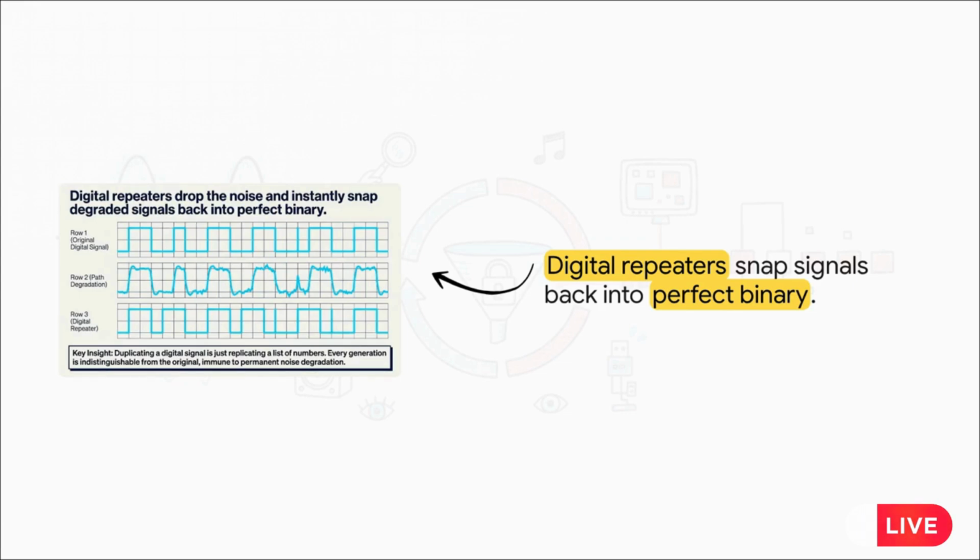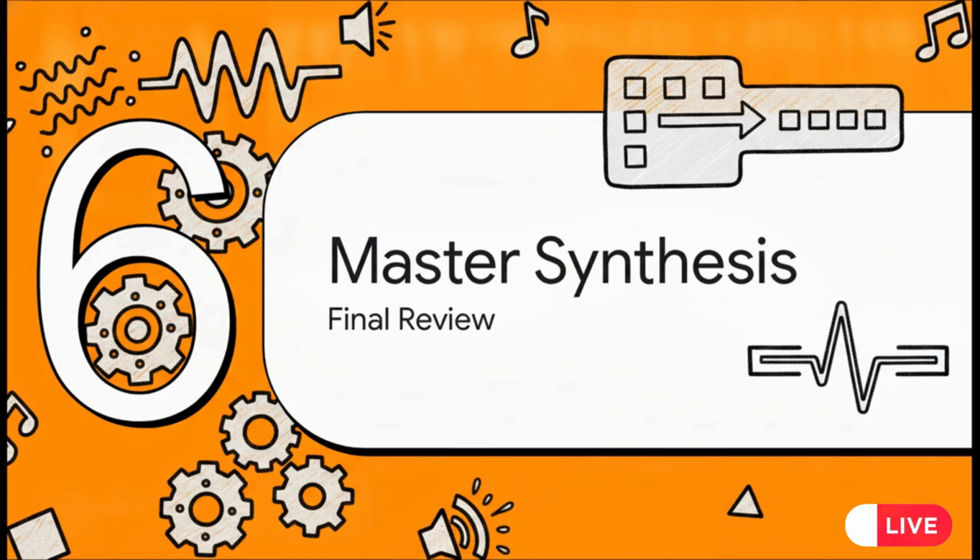Even if a digital signal gets physically messy and degraded over a long cable run, a digital repeater can look at it and say, well, that wavy bump is closer to a 1 than a 0. It simply ignores all that analog path noise and instantly snaps the messy signal back into mathematically perfect, identical binary square waves. Every digital copy is a perfect, flawless clone. It's brilliant.